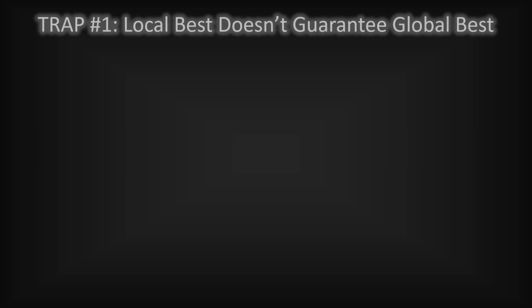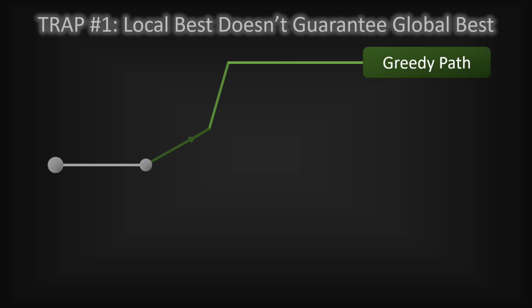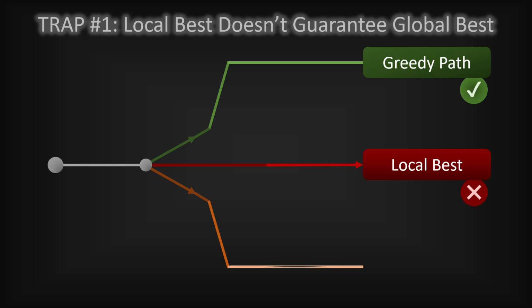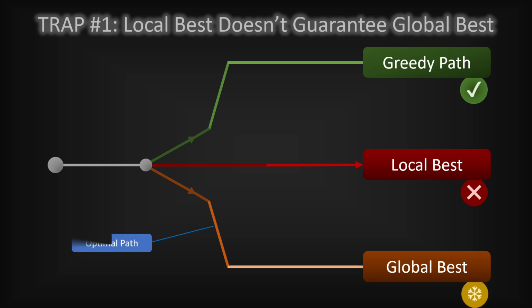Trap number one: local best does not guarantee global best. Greedy sees the best option right now, but it cannot see how that choice affects future possibilities. This is why greedy fails in problems like job sequencing, interval selection with weights, and certain scheduling problems. The first decision looks perfect, but it blocks a better long term solution.